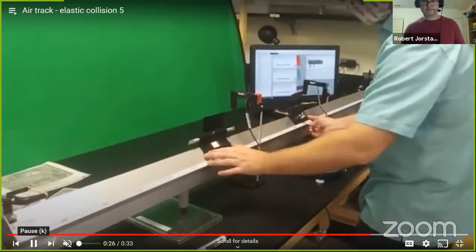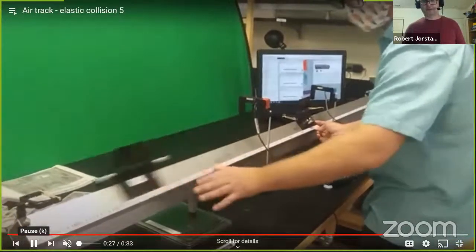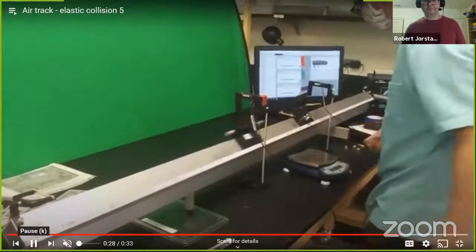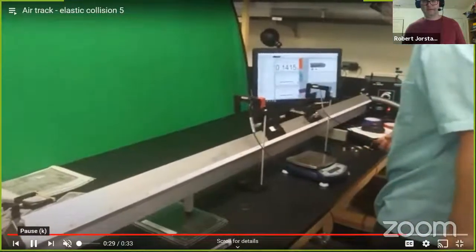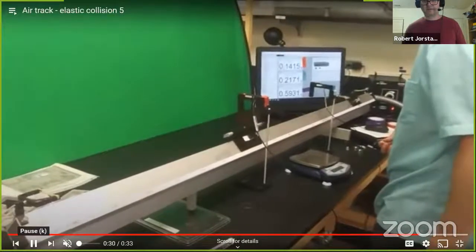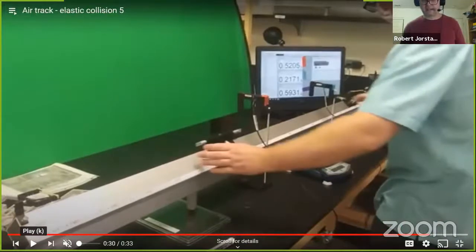I don't know why this is taking so long. Oh, and by the way, this is on an air track, so it's frictionless. So right now, that one comes through. Notice it goes backwards afterwards. And we see it slows down dramatically.